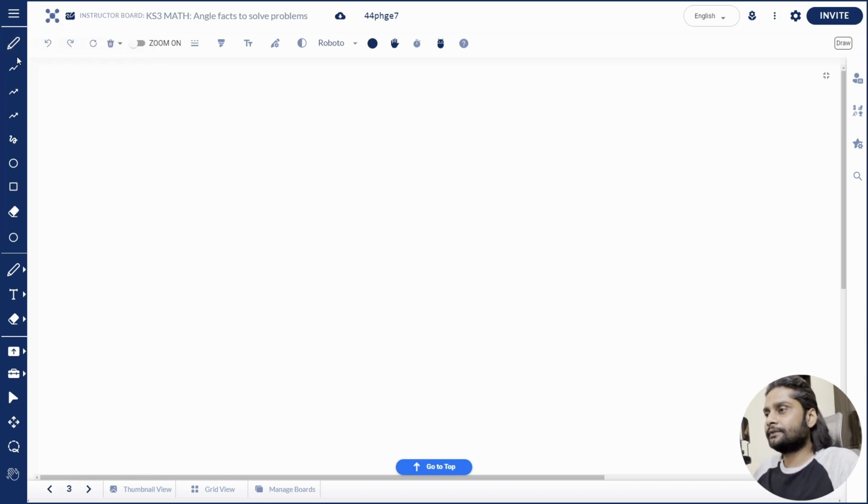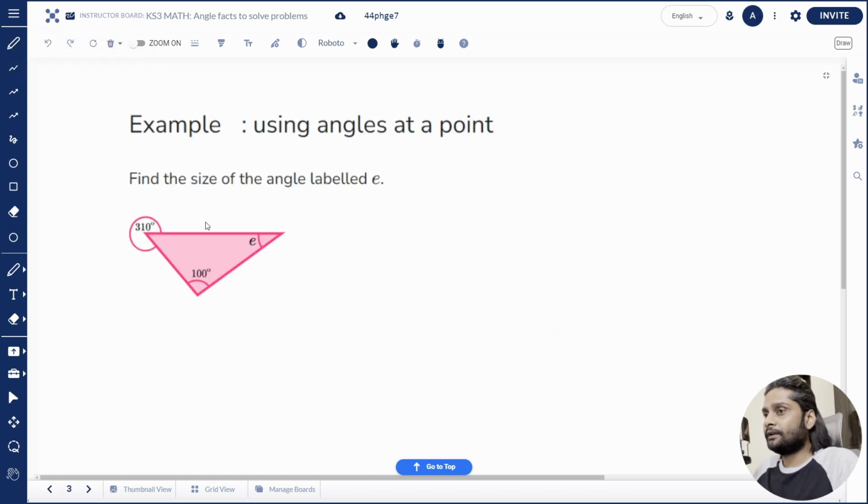Let's continue with the first question. You are given a triangle. Ideally you should know that a triangle has three interior angles which add up to 180 degrees. So if you consider that concept, you have angle E inside the triangle, and you have 100 degrees. You cannot take 310, students, because that's not the interior angle. The property I told you, that they add up to 180 degrees, is within the triangle, meaning you have to consider the interior angles.